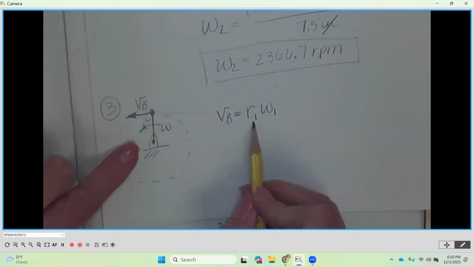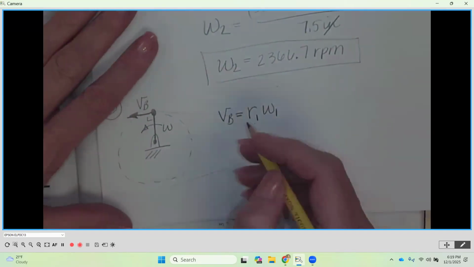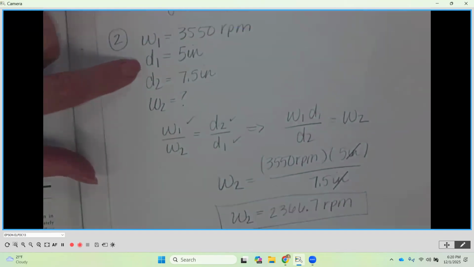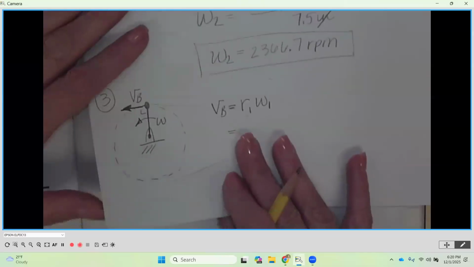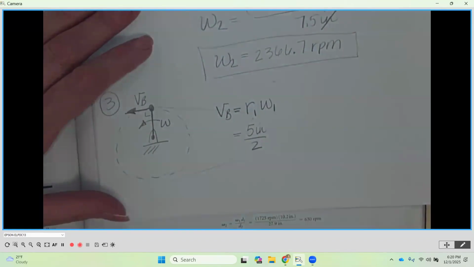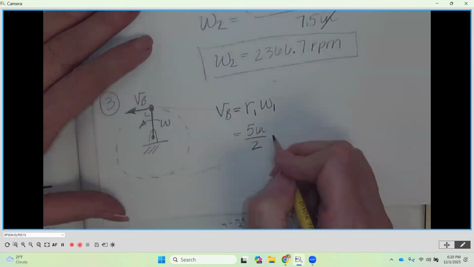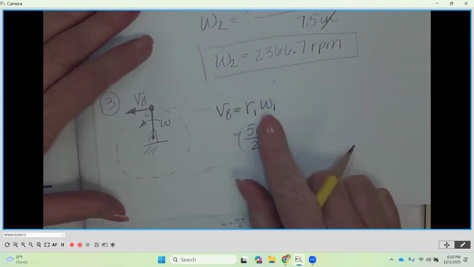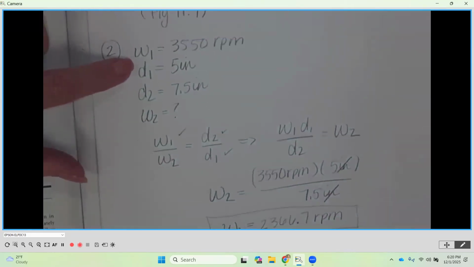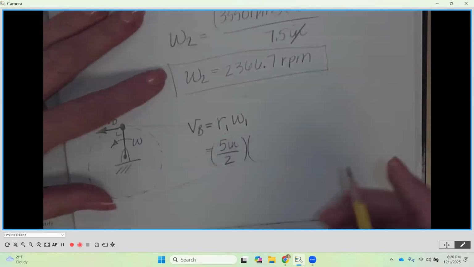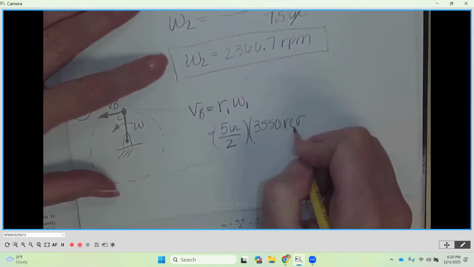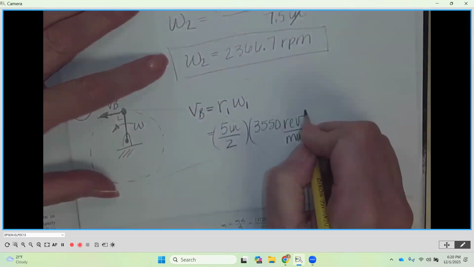So radius, okay, the radius is going to be the diameter divided by 2. So I'm going to say, all right, my radius for my driver is 5 inches, right? So that is going to be 5 inches divided by 2. You can take it divided by 2 and just put 2.5 in there if you wanted to. Okay, so that's my radius. Now my W1, I know my W1 is 3550 RPMs. So I'm going to write that out, 3550 revolutions per minute, okay?